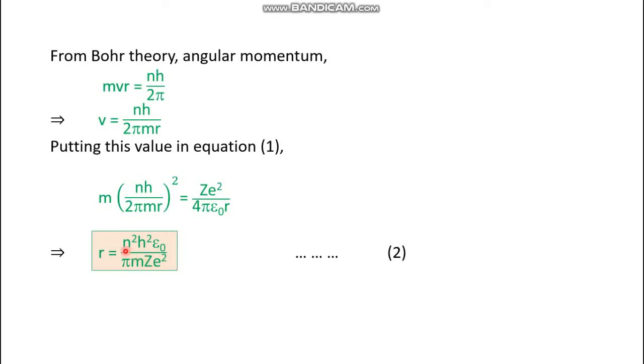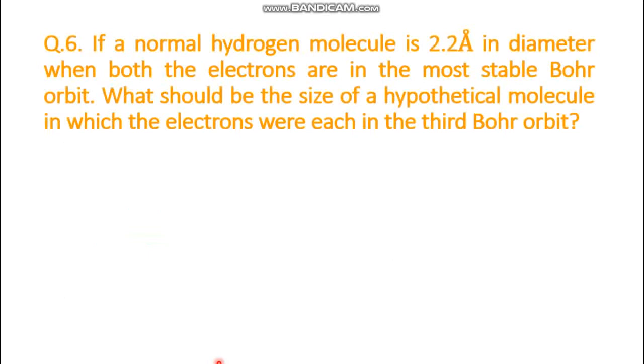So here the variable terms are n and Z only, and the other terms h, epsilon 0, pi, m and e are constants. So from here you can make a proportionality relationship, which is r varies as n square by Z. This will be a very useful equation: with the reference of the radius of one orbit, you can calculate the radius of the orbit of any other atom.